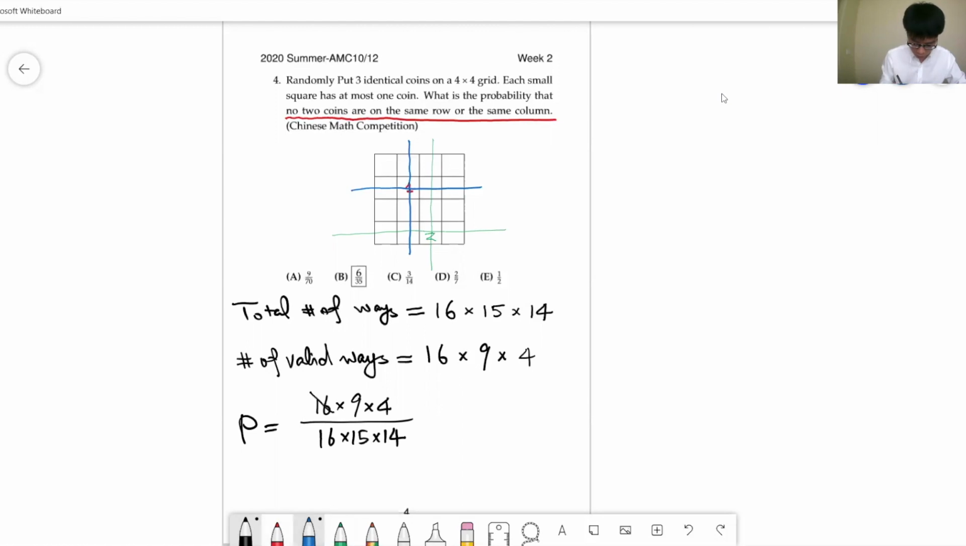Let's cancel this 16 and simplify the expression. So 15, we divide by 3, we get 5. 9 divided by 3, we get 3, right? And divide by 2, we get 7 here. Divide by 2, we get 2 here. So finally, we get 6 over 35. So the probability is 6 over 35, okay?